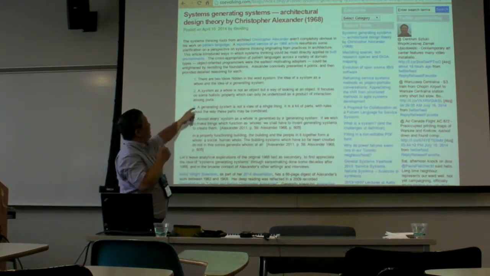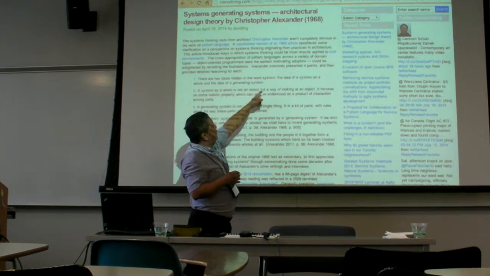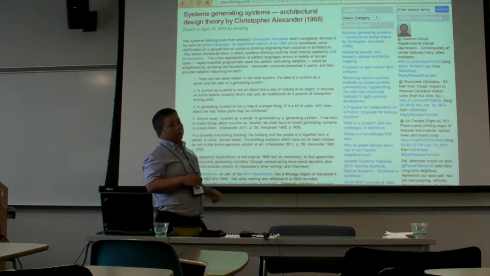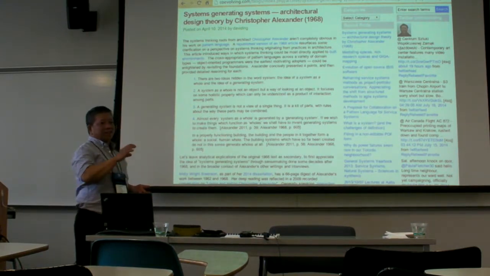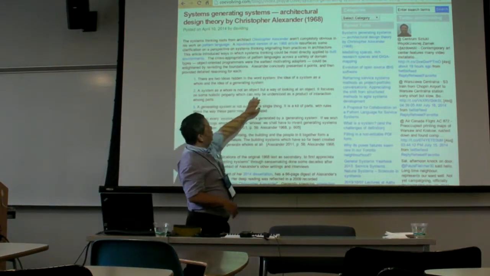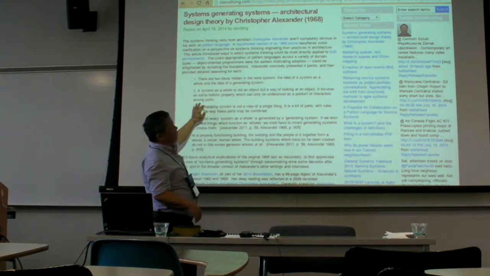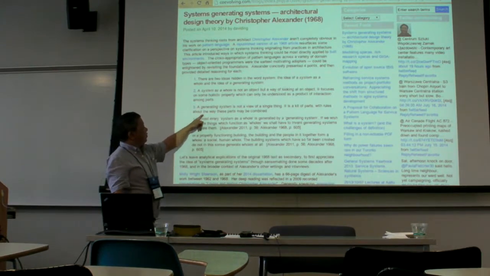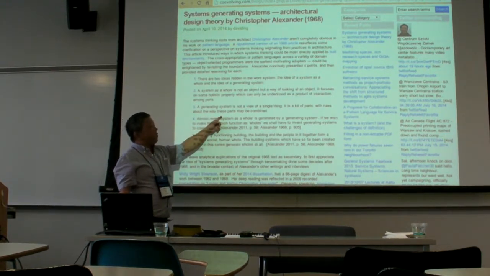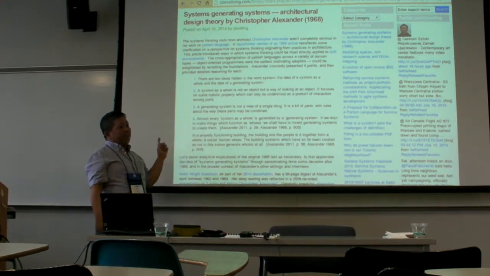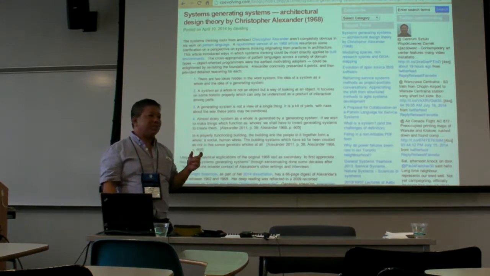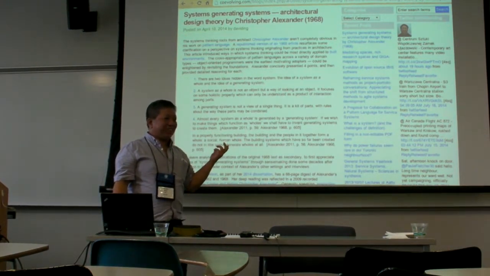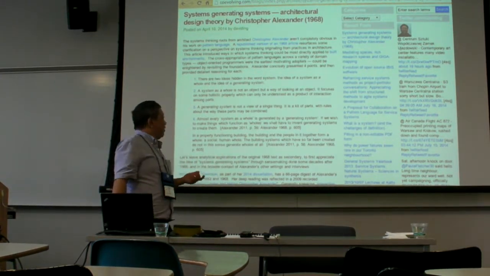The four points he made, the ideas of system: there are two ideas hidden in the idea of system, the idea of a system as a whole and the idea of a generating system. So he's actually getting beyond even the basic definition, taking a more biological bent, that it generates systems. It's not a whole, it's not an object, but a way of looking at an object. It focuses on holistic properties, going into the interaction between parts, obviously system thinking. Not a view of a single thing, it's a kit of parts with rules about the way these parts may be combined. Now here is the question and part of the contention within the architectural community. I'm not an architect, I'm reading architectural theory articles, but that seems to be controversial. The idea of a kit of parts is controversial, right? And I could see it could be kind of mechanistic, but anyway.